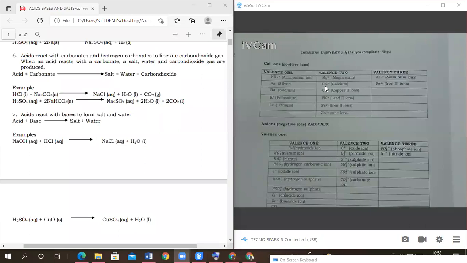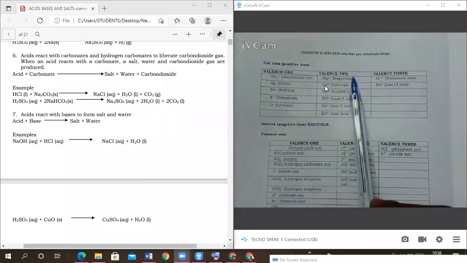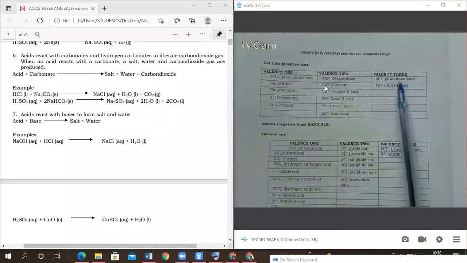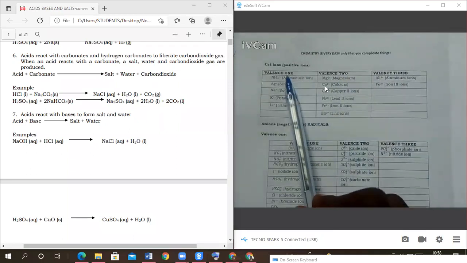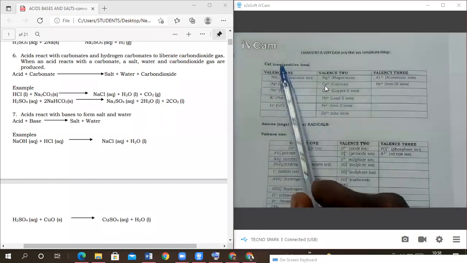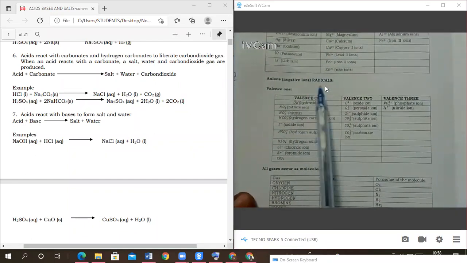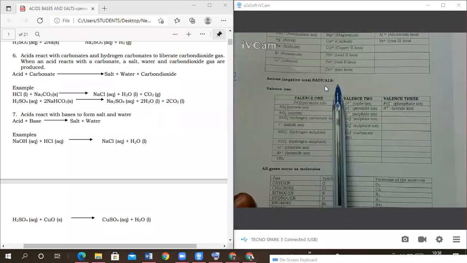Yes. So this is valence 1, this is valence 2, valence 3. There are only 2 in valence 3. There are many in 2. There are also many in 1. Those are cations or positive ions. Then we also have the radicals now, the negative ions.